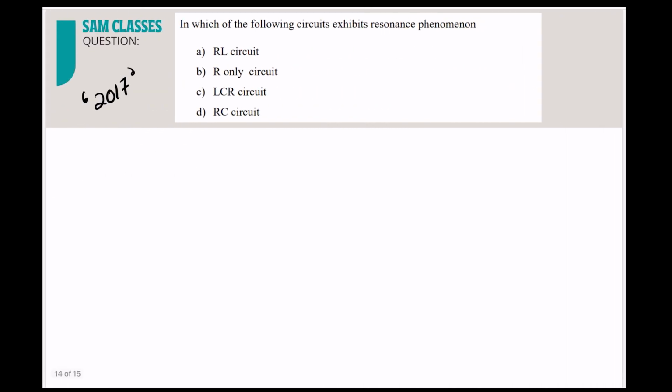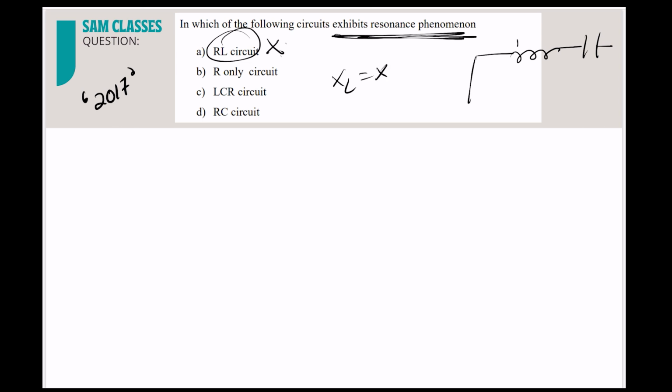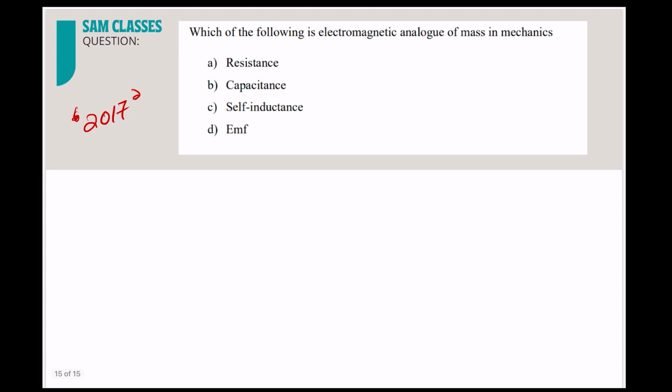Next, in which of the following circuits does it exhibit resonance? See, for resonance, you need one inductor and one capacitor. So resistance and this, they can't cancel because XL is equal to XC. You need an inductor and a capacitor to cancel each other. This also not possible, this also not possible. Only possible case, LCR circuit. Okay. Now, next question, which of the following is the electromagnetic analog of mass? Directly inductance basically, and self-inductance is also okay.